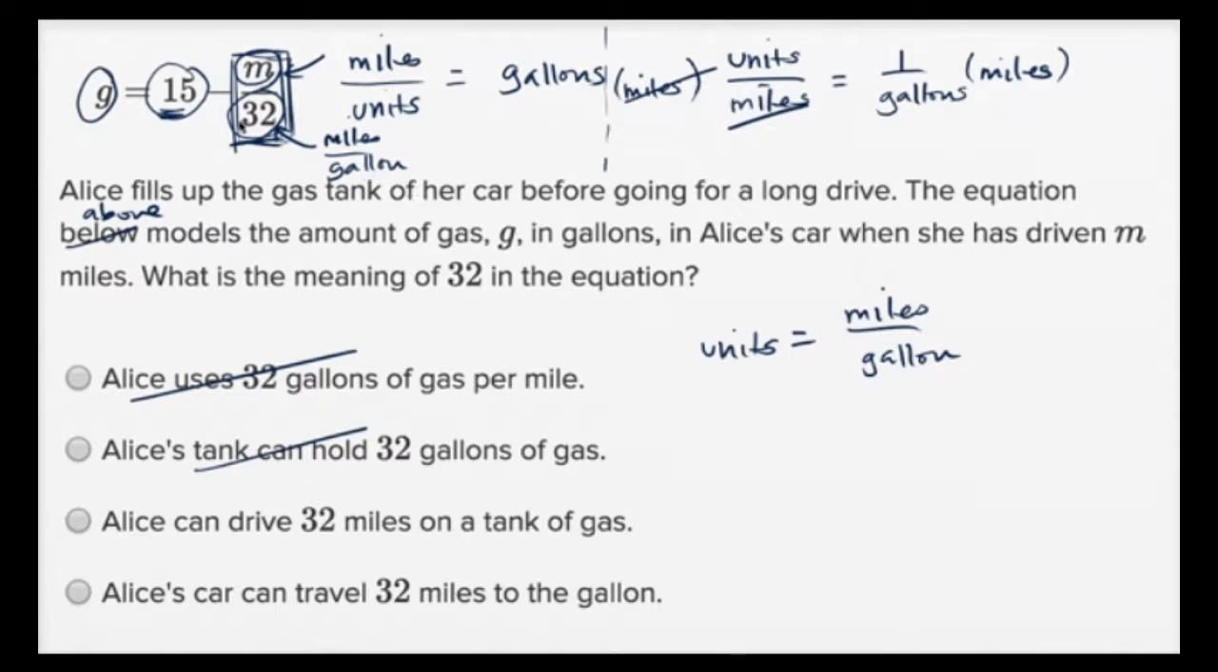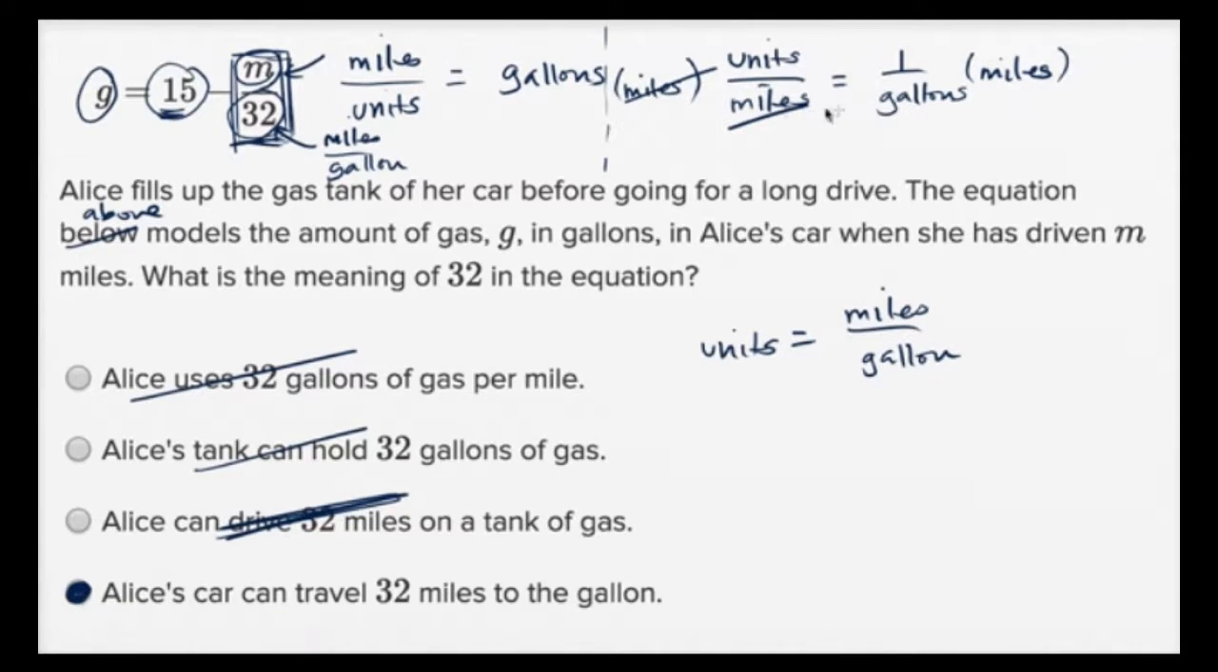Alice can drive 32 miles on a tank of gas. That's not right. The units here are 32 miles per gallon. Alice's car can drive 32 miles to the gallon. Oh, that was a close one. This isn't 32 miles per gallon. This is 32 miles on a tank of gas. This would be 32 miles over 15 gallons. No, that's not right. Alice's car can drive 32 miles per gallon. That's right. 32 miles per gallon.